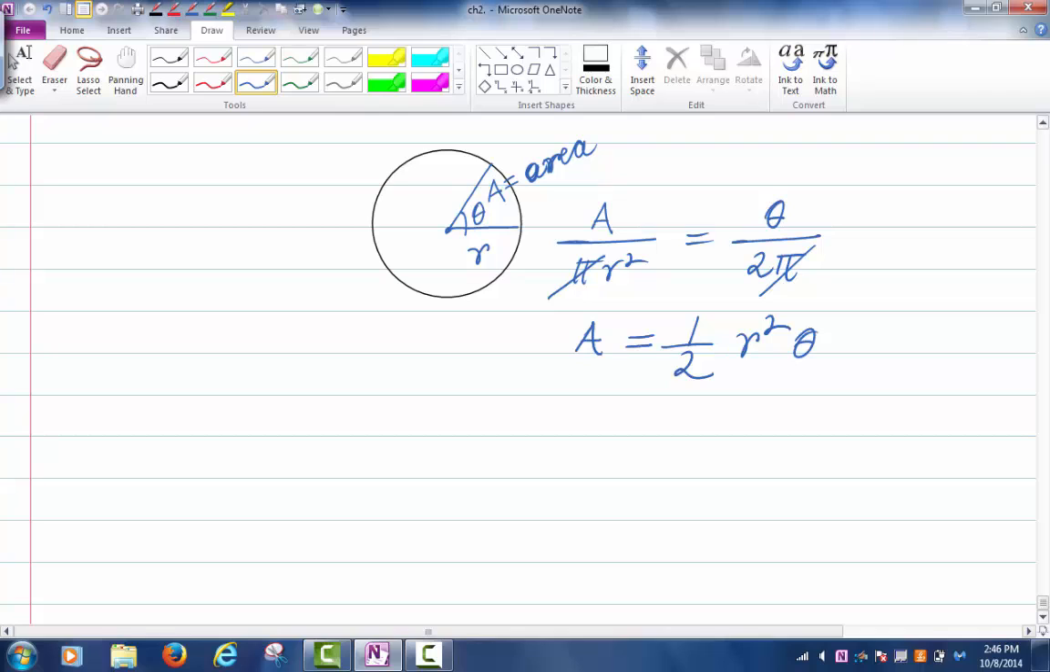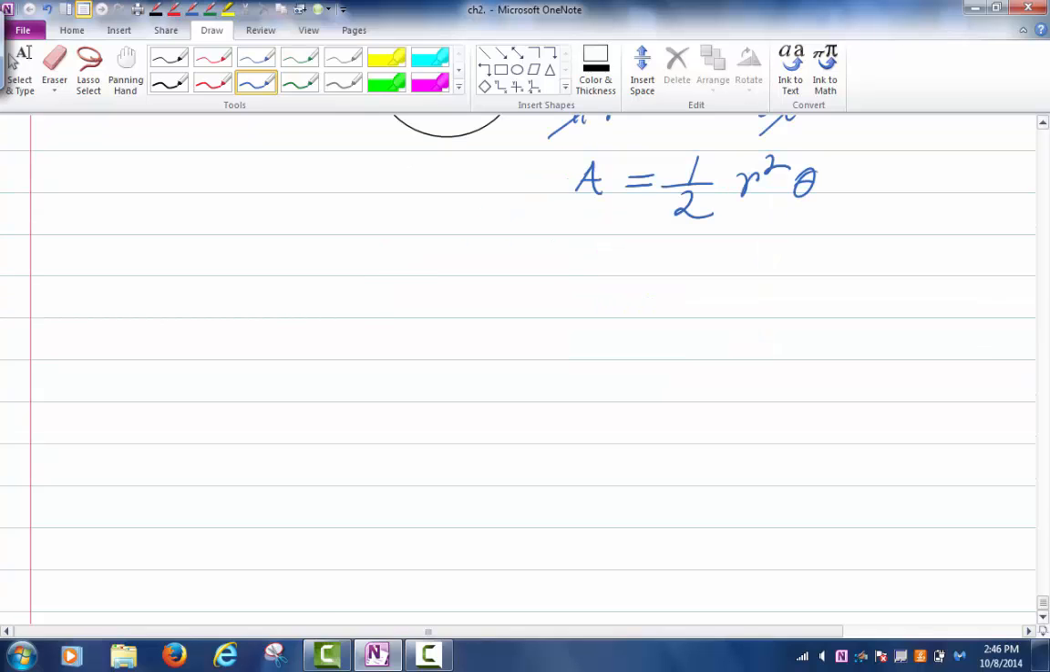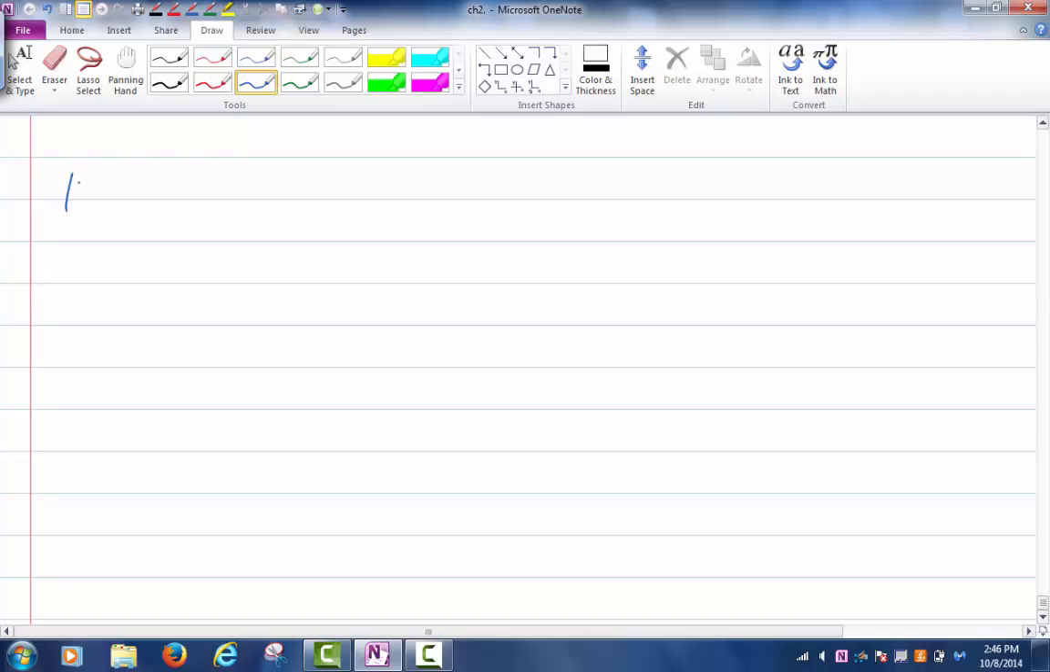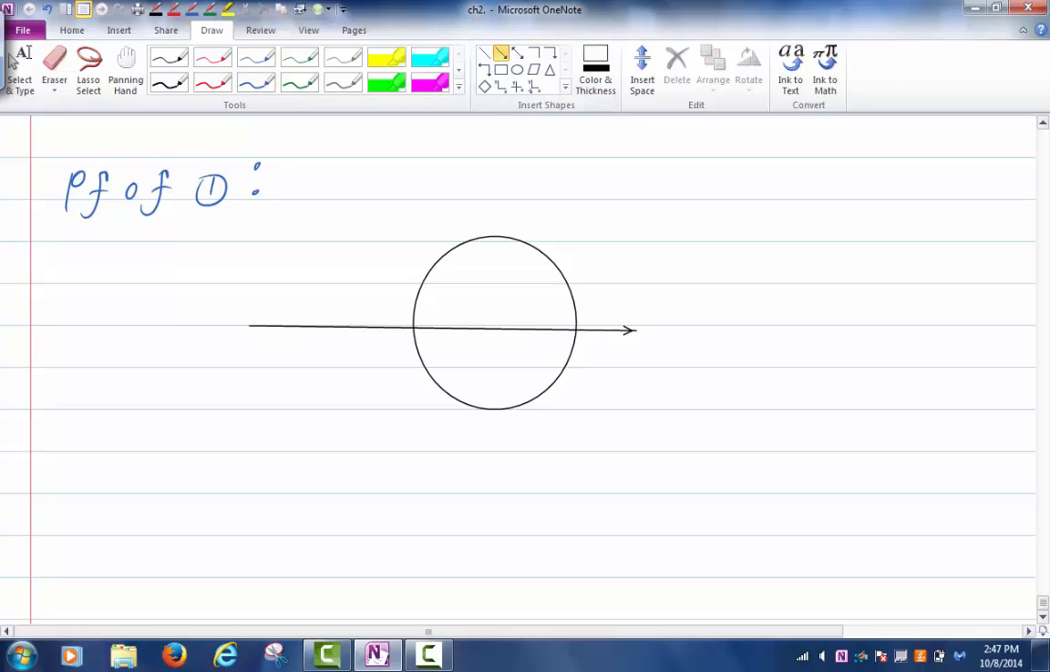Okay, so we are going to use that in proving number 1. So the proof of 1, we are going to use the squeeze theorem. Okay, so let's say that I have the circle of radius 1, which is the unit circle. So it is centered at the origin.